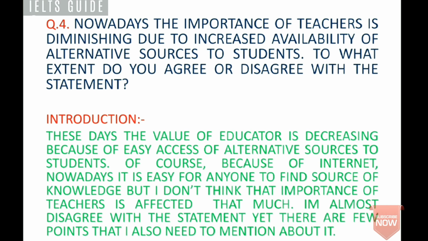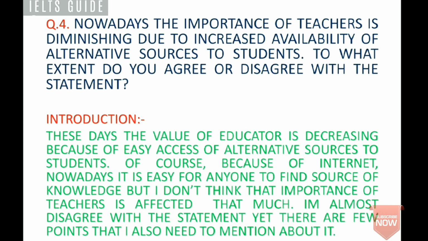Yes friends, in here what I did is, nowadays means I replaced it with these days. The value, the importance, the value of educators is decreased because of easy access to alternative sources for students. Due to increased availability of alternatives, I said easy access to alternative sources for students. And I also answered the question: to what extent do you agree or disagree with the statement. First I said that of course, because of the internet nowadays, it is easy for anyone to find sources of knowledge, but I don't think that the importance of teachers is affected that much.